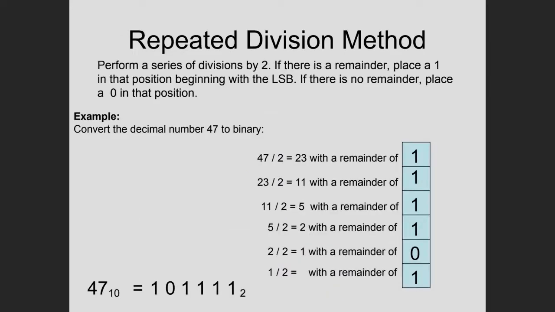I showed you this example in class where you can use what they call repeated division. If you have a really big decimal number, you can use this method of repeated division, where you take the decimal number and keep dividing by 2. Whatever the remainder is, that becomes the binary number. You just have to remember that the first remainder you get is your LSB. It's not your MSB, it's your LSB. As long as you remember that, the divide by 2 method is pretty simple.